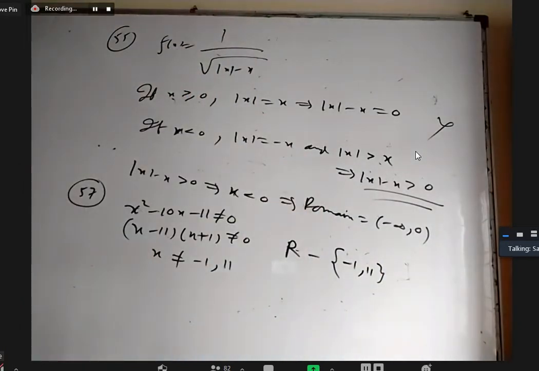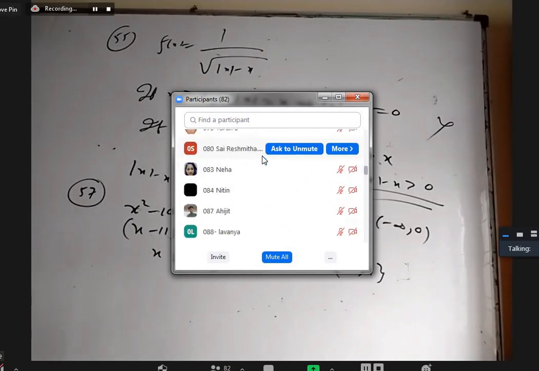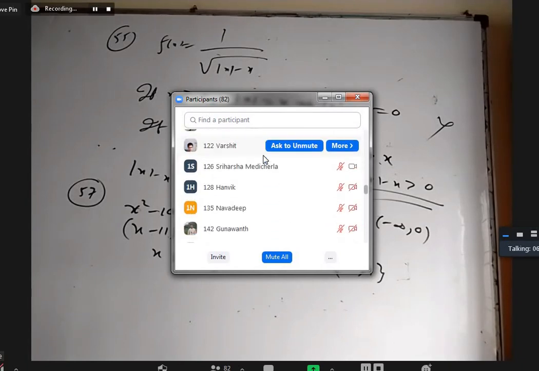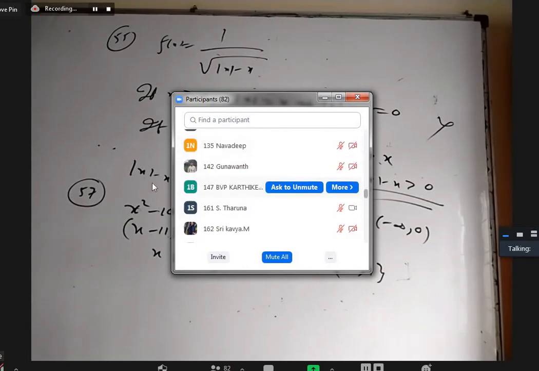Giridhar, are you able to follow? Giridhar? Jnanadeep, you're able to follow? Yes, sir. Okay. Gunavant, are you able to follow so far? Roll number 142, Gunavant.